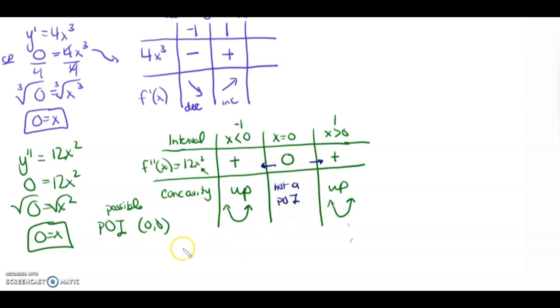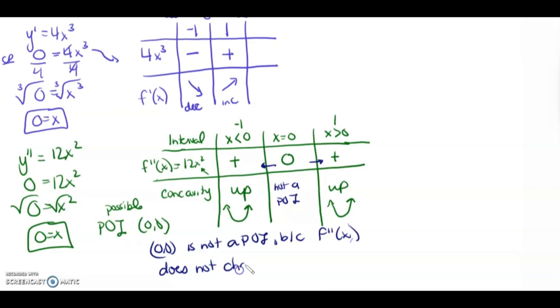Okay, and we'll make a note here. 0, 0 is not a POI, point of inflection, because f double prime at x does not change sign at x equals 0. So if you think about it, we're not going from concave up to concave down or concave down to concave up, which is, in our note, the definition of what a point of inflection is.